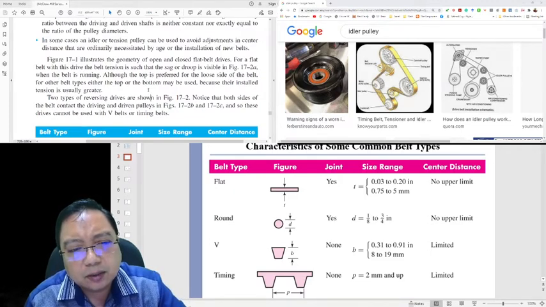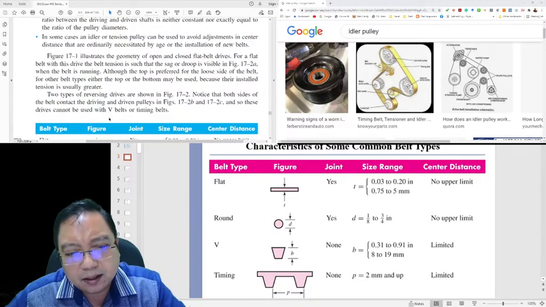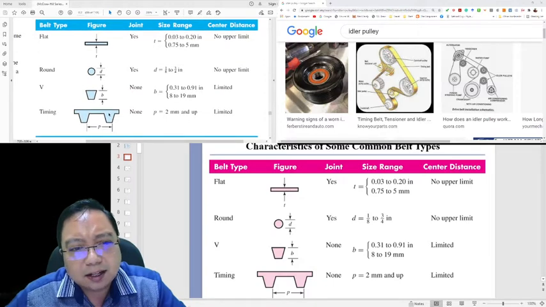Two types of reversing drive are shown in figure 17.2. Notice that both sides of the belt contact the driving and reverse pulleys in 17.2, and you can see 2b and 2c. So this drive cannot be used for big belts or tiny belts. So this is the drive range and everything.